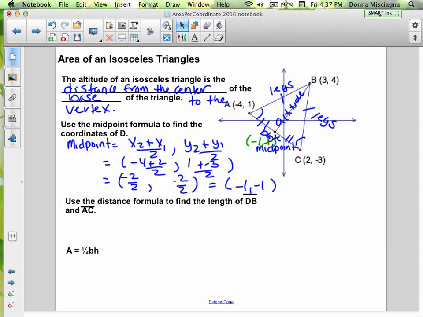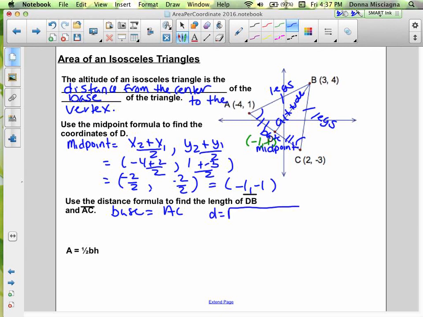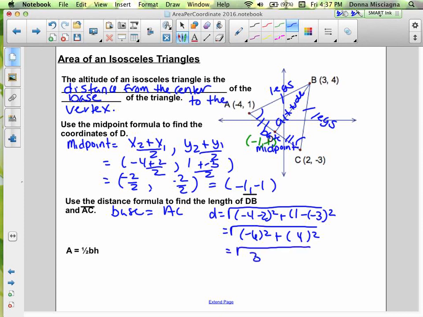Right? So the length of our base is AC. That's why I said find AC. So that's going to be, we'll use our distance formula. Right? And so that would be negative 4 minus 2 squared plus 1 minus negative 3 squared, which is negative 6 squared plus 4 squared, which is 36 plus 16, and that's going to be 52.